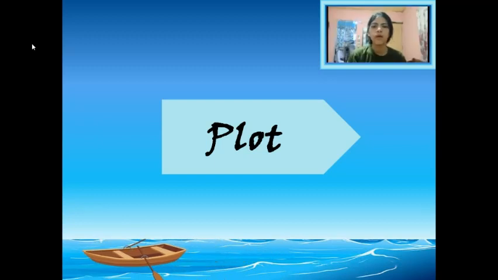Now I will discuss the plot summary of the novel Robinson Crusoe by Daniel Defoe. The plot includes the introduction, rising action, climax, falling action, and the denouement.